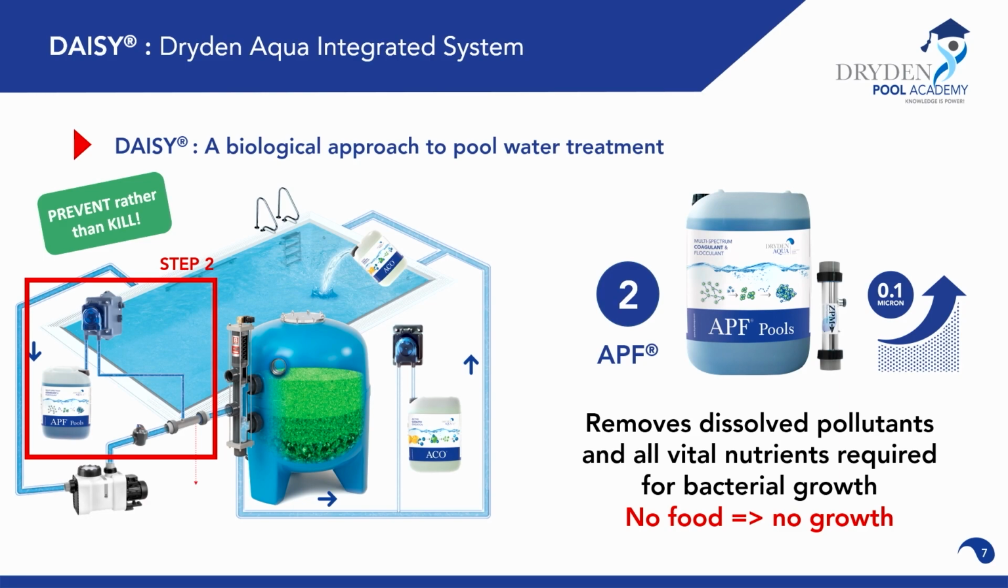And with step number 2, which is APF coagulant flocculant, we go down to 0.1 micron. So a factor of 10, if I'm not wrong. That's correct. So this is really important, but also we take care of the dissolved pollutants in the water, such as organics and phosphates. All these are nutrients for these bacteria. So we want to remove all the food required for this bacterial growth. No food, no growth, very easy to understand.